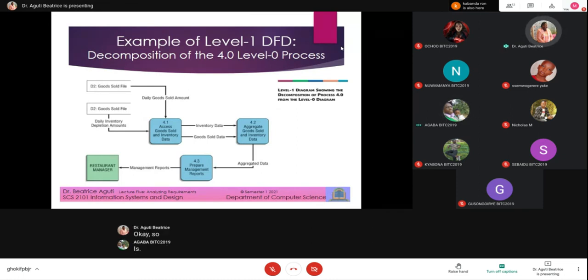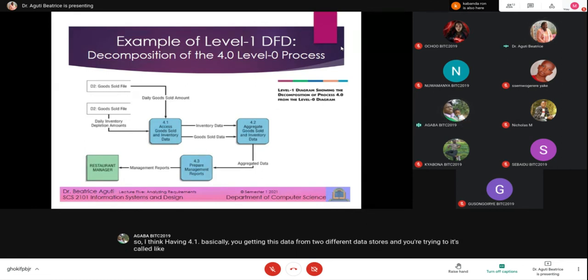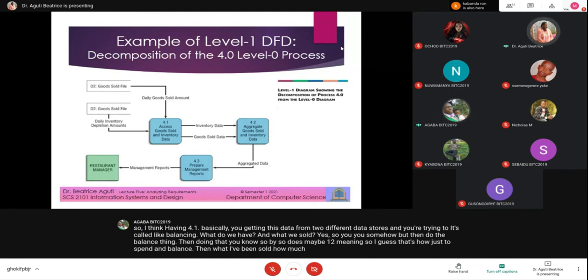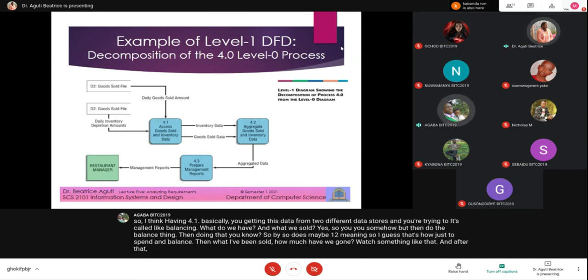Okay, so 4.1. What's the reason of having 4.1 and 4.2? I think having 4.1, you're getting this data from two different data stores and you're trying to balance: what do we have and what have we sold? So you start there and do the balancing. Say we've sold 5 sodas, maybe 12 remaining. And after that, we generate a report from the data.